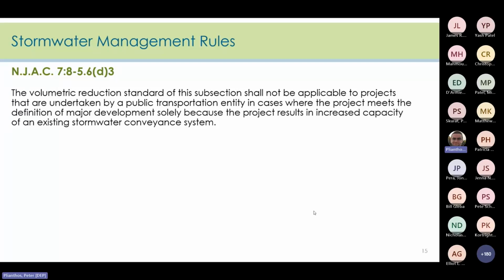To round out this public transportation entity part of the presentation, we take a look at NJAC 7:8 5.6 D3, where there is a provision for public transportation entities in meeting the volumetric reduction standard. The volumetric reduction standard of this subsection shall not be applicable to projects that are undertaken by a public transportation entity in cases where the project meets the definition of major development solely because the project results in increased capacity of an existing stormwater conveyance system.